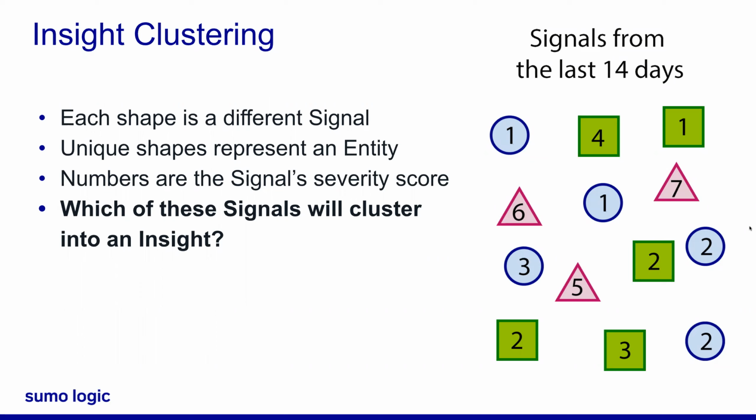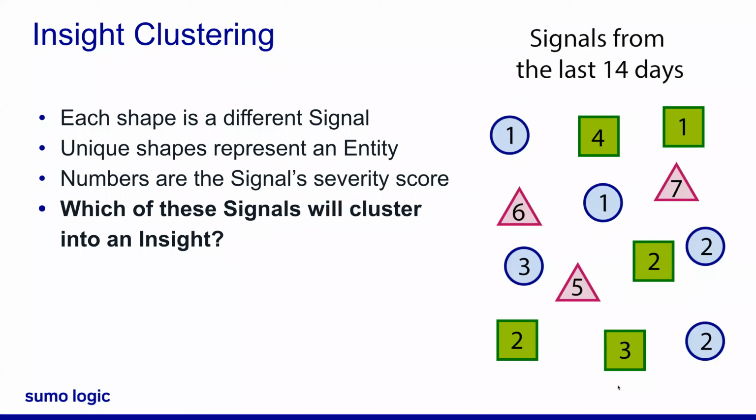Now remember, by default, an entity needs an activity score of 12 before an insight is created. And the activity score is going to be the sum of all those severity scores from the last 14 days. So here we have 3 pink triangles. They have a severity score of a 5, a 6, and a 7. We have blue circles. They have severities of 1, 1, 2, 2, and 3. Actually, there's 5 of those. Then we have the green squares. We have 5 of those. We have those of a severity of a 1, a 2, a 2, a 3, and a 4.